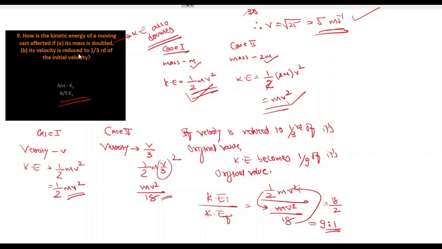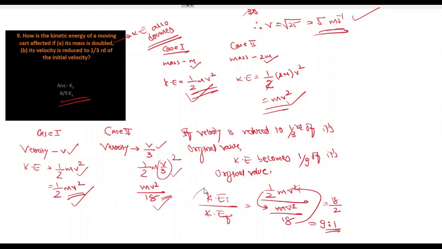Now they are giving you one more case. What if the velocity is reduced to 1/3 of the initial velocity? So velocity is v initially, and then it becomes v by 3. So kinetic energy is half m into v by 3 the whole square, that is half mv square by 9, which is mv square by 18, because 3 square is 9, 9 twos are 18. So when the velocity is reduced to 1/3 of its original value, kinetic energy becomes 1/9 of its original value.